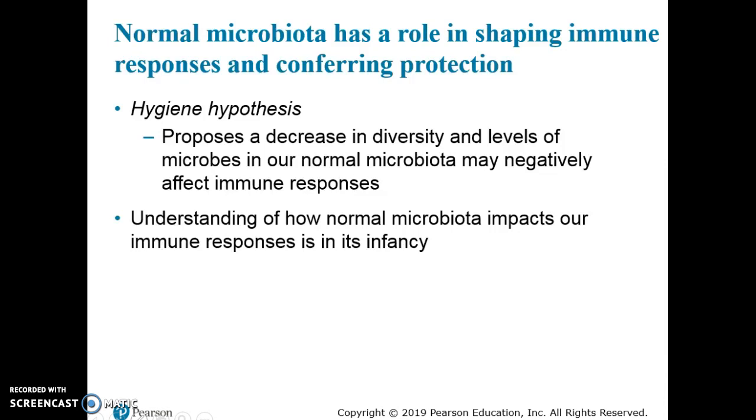And then also on this slide is what's called the hygiene hypothesis. The hygiene hypothesis, which, interestingly, is an issue really in developed countries, where there's actually really good hygiene. All right, so the hygiene hypothesis states that if you have a decrease in diversity and levels of microbes in your normal flora, that actually negatively affects your immune response. And the specific example is with worms, parasitic worms, helminth infections.